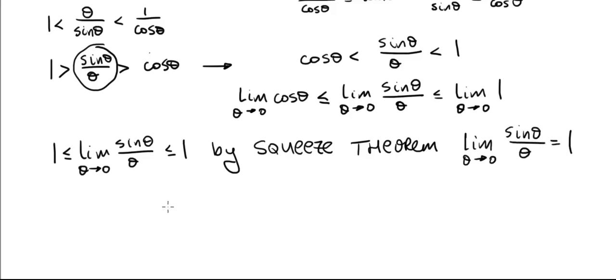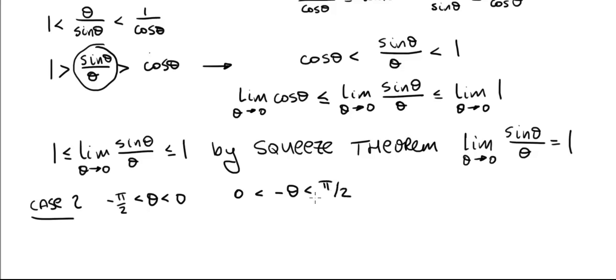Now this is just for case 1 only, when theta is positive. Let's look at case 2. Case 2 says that theta is greater than negative pi over 2 and less than 0. So theta is a negative value. Let's multiply everything by -1. That gives us minus theta greater than 0 and less than pi over 2. So minus theta is between 0 and pi over 2. It's the same situation that we had before.